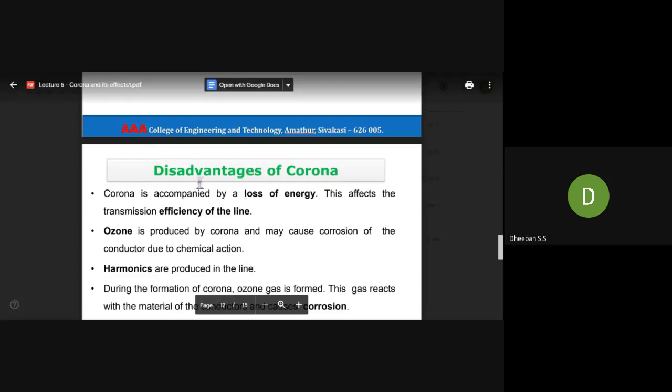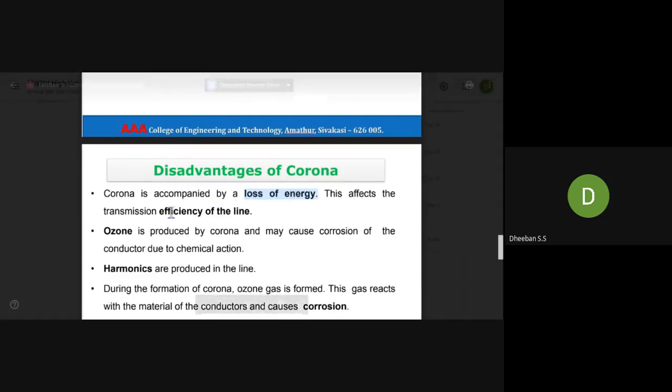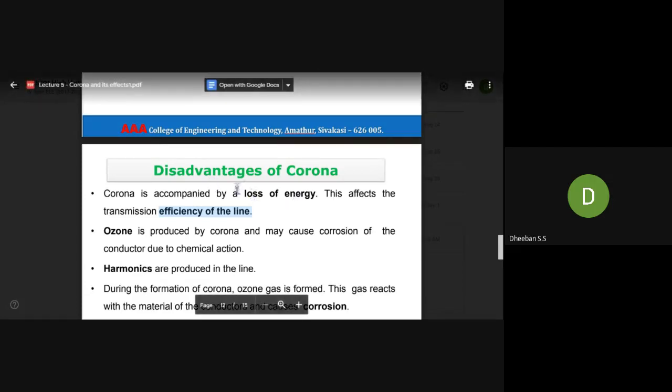Corona is accompanied by loss of energy, which directly affects the efficiency of the line. For example, if an 11 kV transmission line runs from A to B, and at a point M in between there is some corona loss, then instead of 11 kV you'll get around 10.3 kV. Here the main reason is the corona loss.